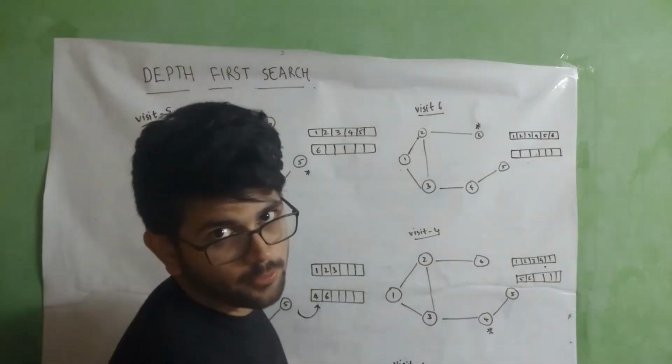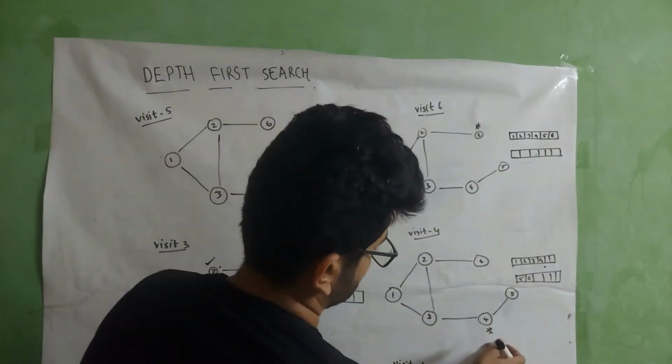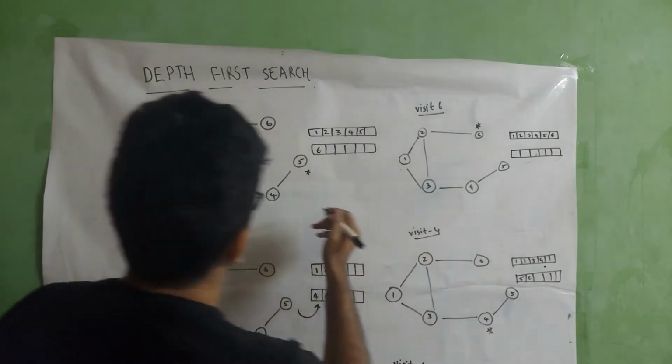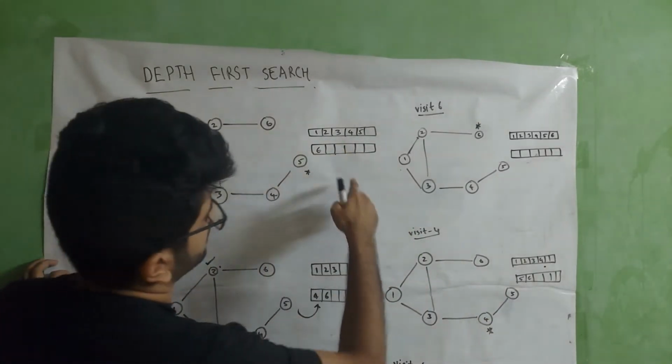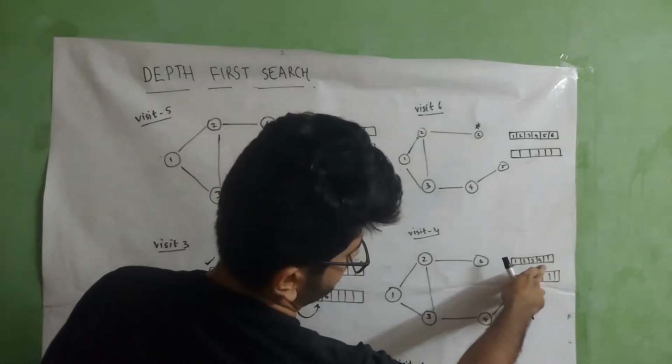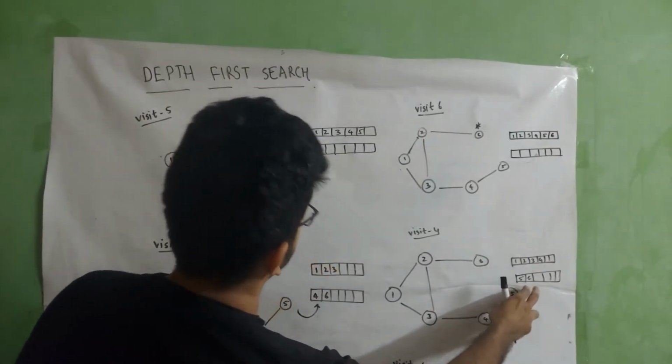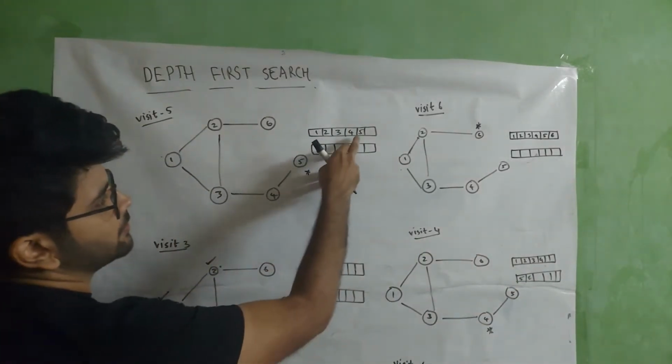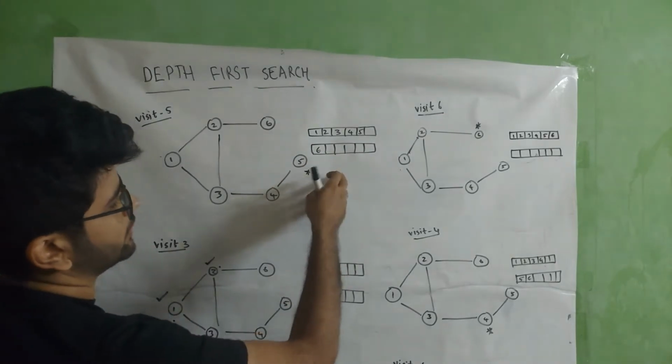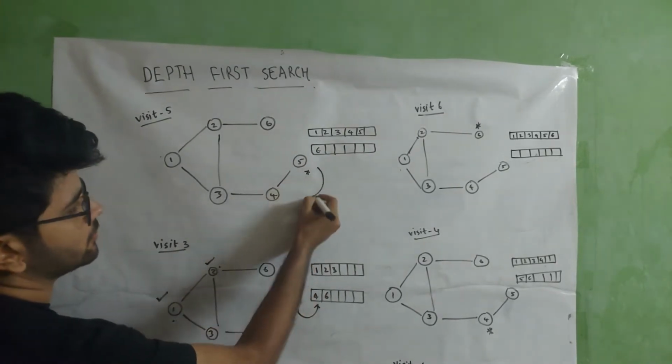Now that we have explored 4, we'll explore the next vertex. We'll go to 5. We have explored 4, so we'll put 4 in the visited vertices. 5 and 6 are in the stack. We'll go to 5, so we'll put 5 in the visited vertices. There's nothing connected to 5. So we go back from 5 to 4.